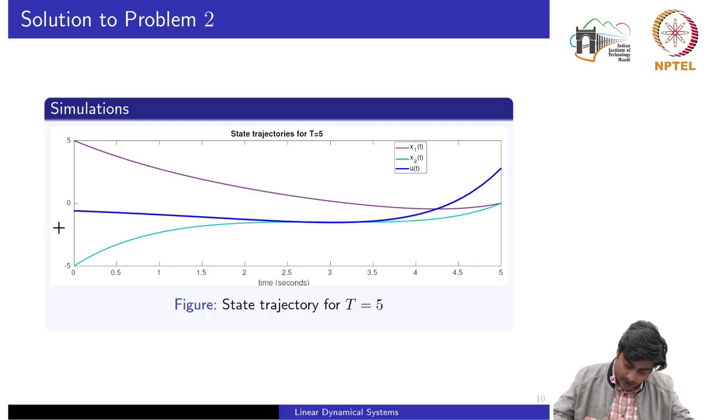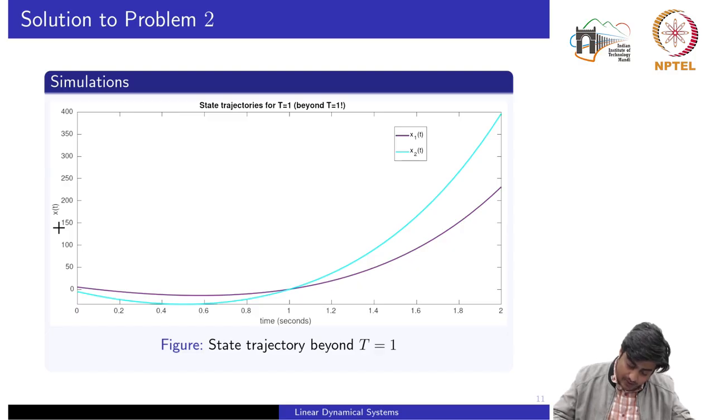But the interesting point to see is what would happen if we simulate the same system beyond t is equal to 1. Up to t is equal to 1, we had seen that it has reached 0. But if we keep applying the same input that we had computed, you would see that the system reaches infinity. It is not necessary that it will stay at 0. Now, if the state trajectories stay at 0 until t tends to infinity, then it means that the system is a stable system.